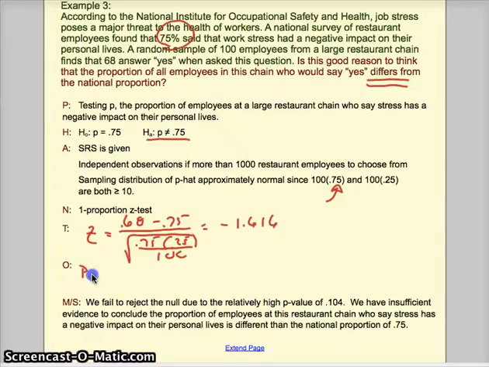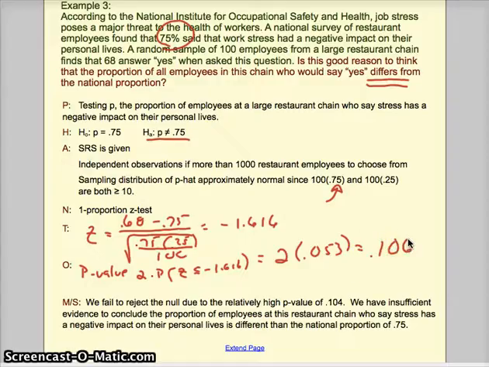Then our p-value, in this case, is 2 times the probability of getting a z-score less than or equal to negative 1.616. It's 2 times because it's a two-sided test. With normal CDF, we end up finding that to be 2 times 0.053, which is 0.106. It's a low p-value, but not low enough, so we fail to reject the null due to the relatively high p-value.